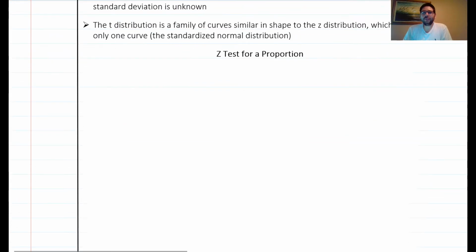Now, in this lesson, we're focusing on proportions rather than means. A mean is an average, whereas a proportion is simply a percentage, right? Or it can be expressed as a fraction or a decimal. So when do we actually use this?